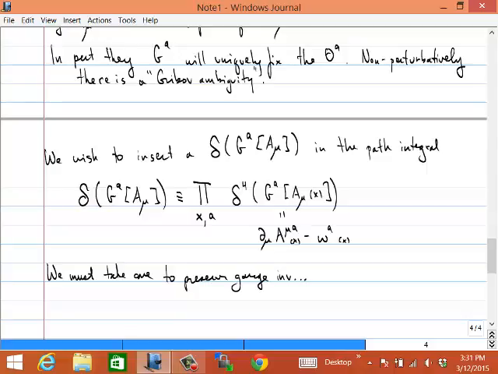And what this means is that when we introduce this delta function of the path integral, we also need to introduce an appropriate Jacobian determinant to make sure that our path integral remains gauge invariant.